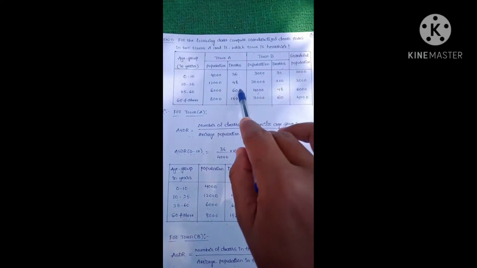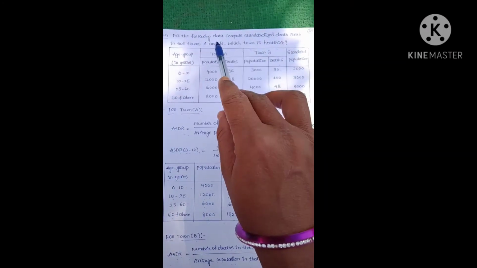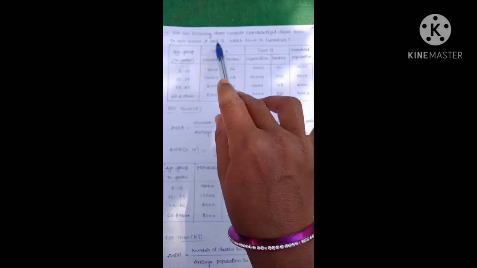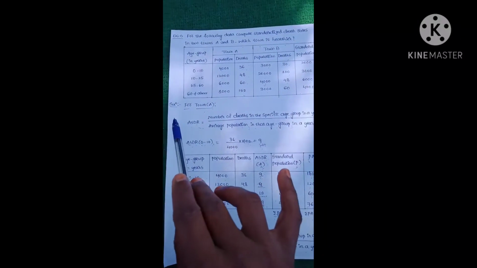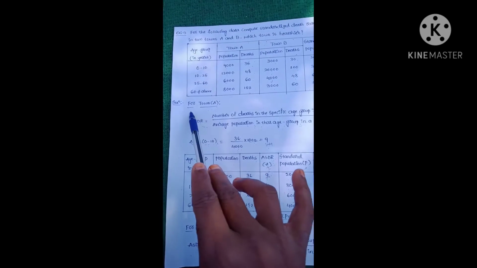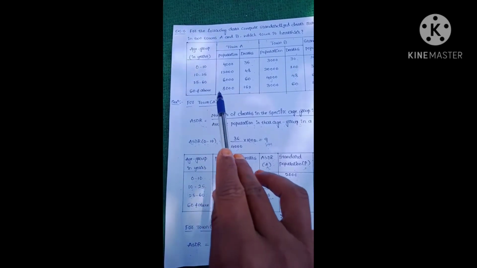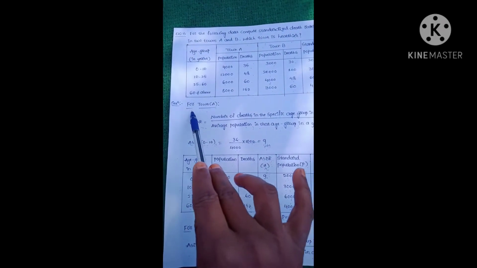This is the table. By using this table we have to calculate standardized death rate in two towns, town A and town B. How we calculate? Solution. First we have to calculate town A standardized death rate. Right here for town A.